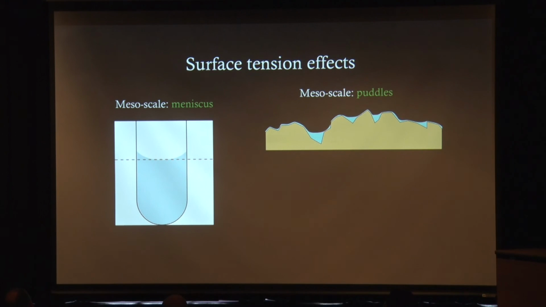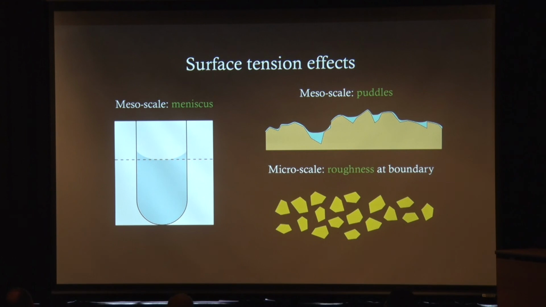Another effect that works at the mesoscale is the puddles that are shown here. The layer of water is coating the convexities, but in concavities it can create small puddles. And visually, as we're going to show, it has an importance. And the last effect works this time on the microscale.